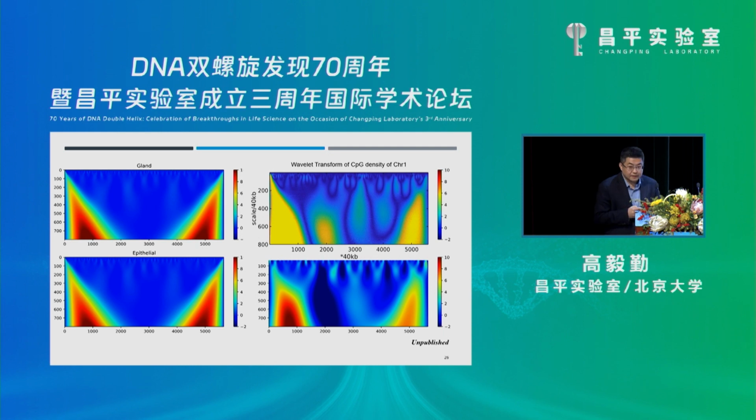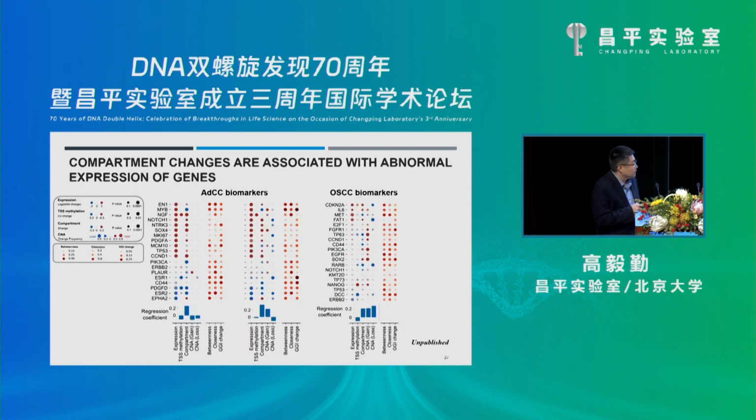So at multiple scales. Finally, we analyzed, at least for these two types of cancers, what really corresponds or correlates with the expression change. Indeed, the compartment does correlate, and methylation correlates very weakly. And for OSCC, because it has a lot of CNVs, they also correlate relatively strongly with expression change.